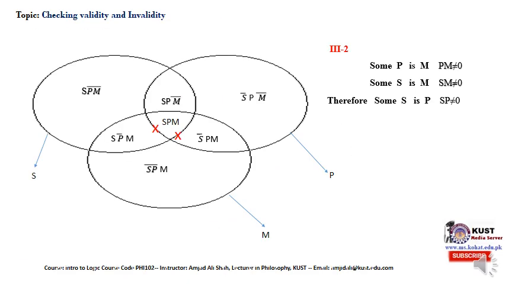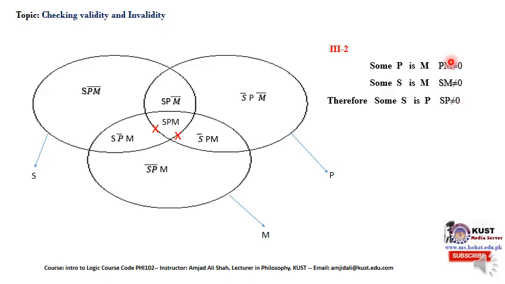Now, this is the diagram. Now, this is the symbolic form. Some P is M, Pm is not equal to 0, which means that we will put X in the clause of Pm. Some S is M, some Sm is not equal to 0. This clause is not empty. There are some members which are denoted by X, and there some S is P, Sp is not equal to 0.